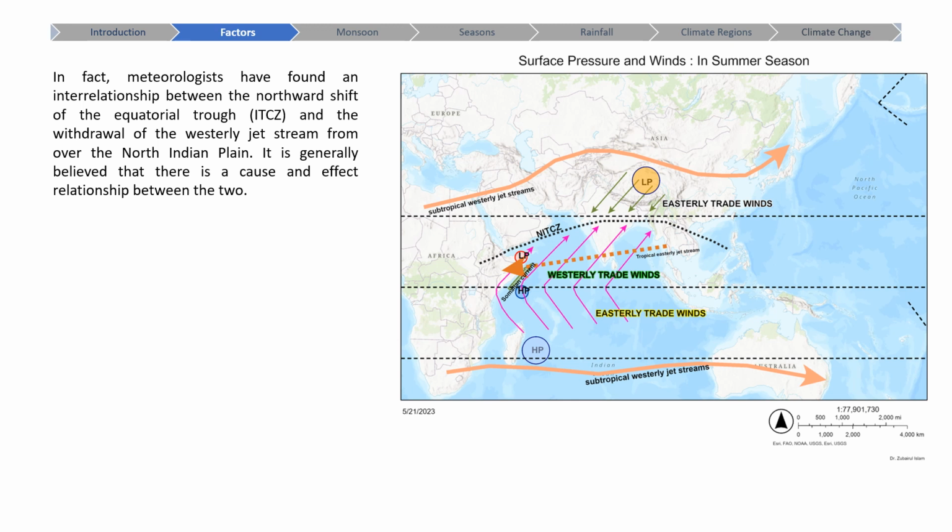What happens during summer condition? Meteorologists have found an interrelationship between the northward shift of the ITCZ and the withdrawal of the westerly jet streams from the North Indian plain. So it is generally believed that there is a cause and effect relation between the two. Remember the question, the cause and effect. The cause is the movement of ITCZ. The effect is the withdrawal of westerly jet streams. Such ideas you keep in your mind.